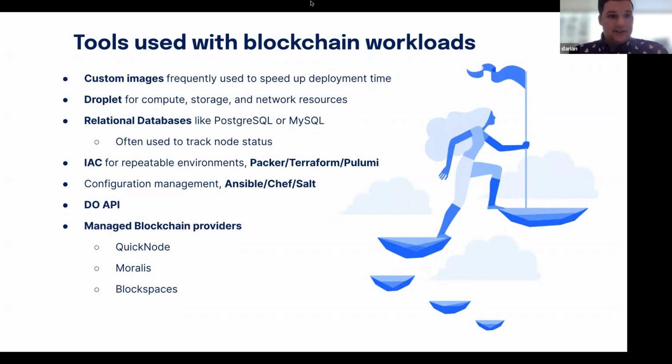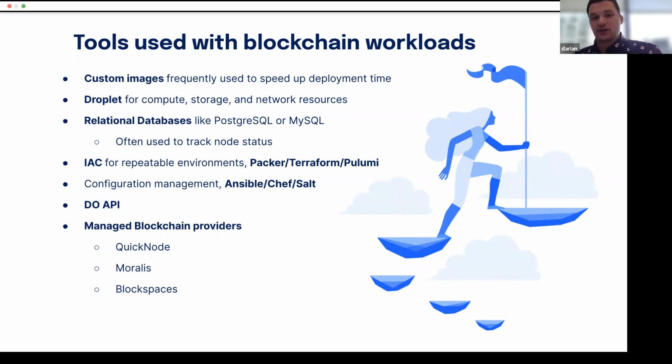And these next two bullets, the infrastructure as code, that's what IaC is, infrastructure as code for repeatable environments. Packer, Terraform, Pulumi, configuration management through Ansible, Chef, and Salt. These are part and parcel with blockchain. Nobody's going in and manually running commands to set up these blockchain droplets. They are built with these configuration management tools.